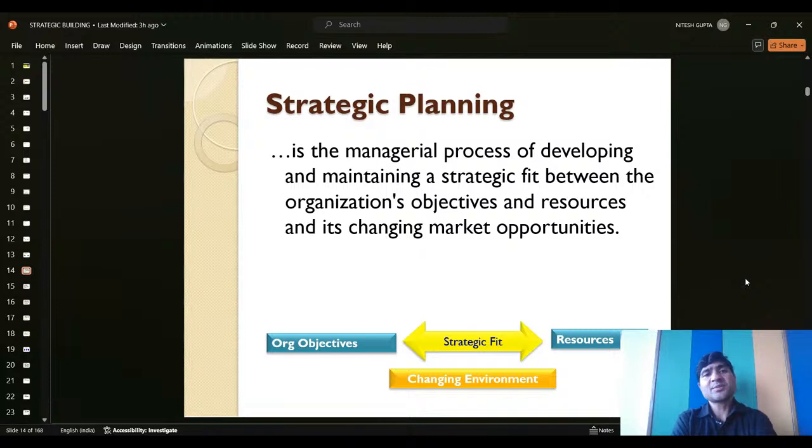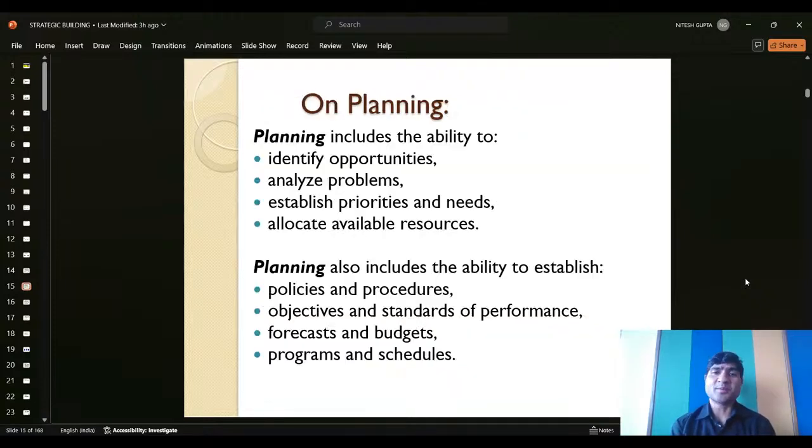So strategic planning is actually the managerial process of developing and maintaining a strategic fit between the organization objective and resources and its changing market opportunity. So you can see strategic planning is basically balancing between the resources in hand as well as trying to map it with the organization objective by keeping a focus on the changing environment.